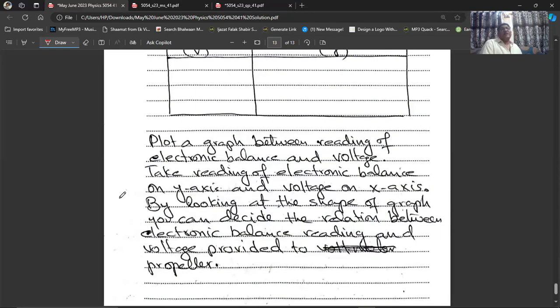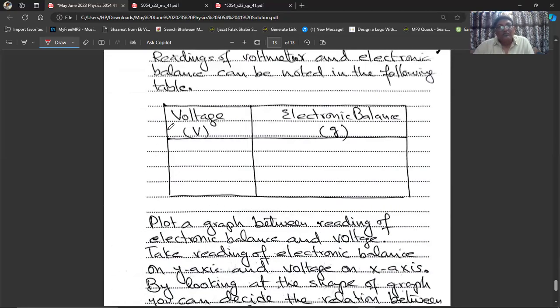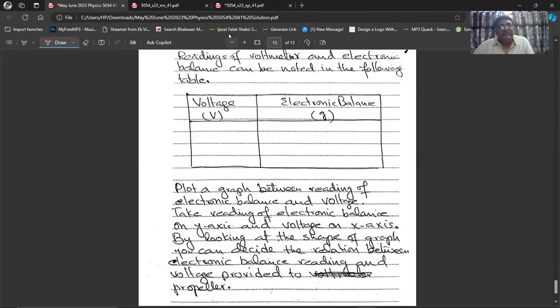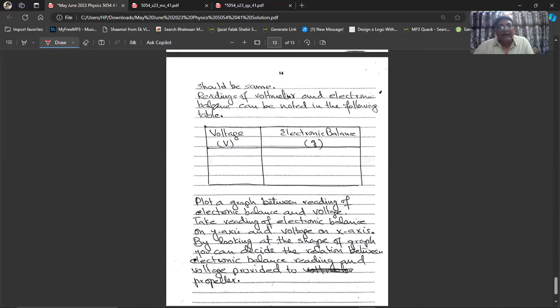Plot a graph between the readings of the electronic balance and the voltage reading. Take the reading of the electronic balance on the y-axis and the voltage on the x-axis. By looking at the shape of the graph, you can decide the relationship between the reading on the electronic balance and the voltage provided to the propeller. So hopefully you understand this. This is what we have written.